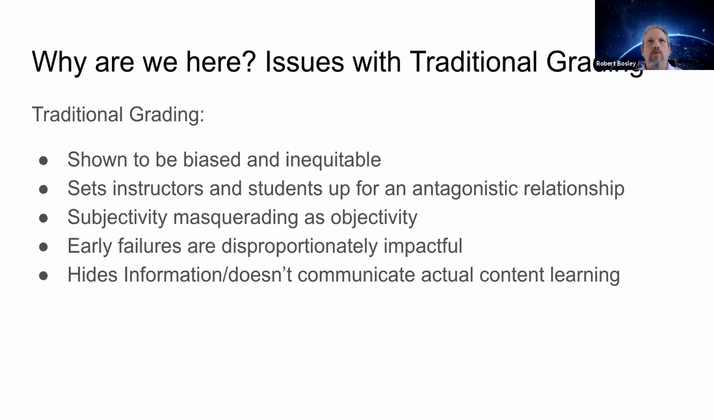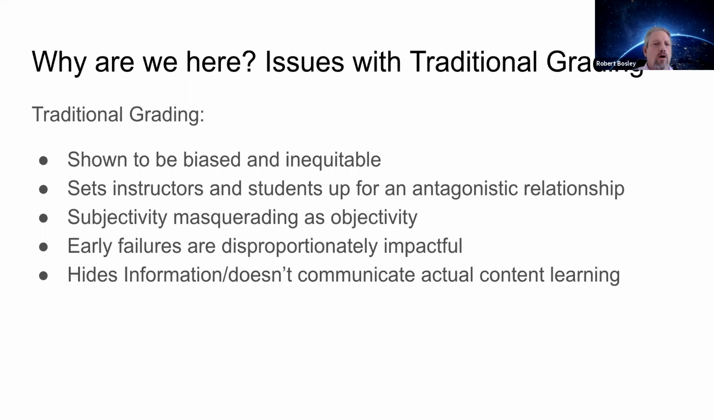In our first keynote, we definitely talked about some of the issues with traditional grading. We wanted to point out some of those in particular. So, why are we here? Why are we doing this work? It really is because of all the issues of traditional grading. Traditional grading has been shown over and over to be biased and very inequitable. In some cases, it can set instructors and students up for an antagonistic relationship, which is the opposite of what we want to have with our students. And it is billed as this objective way of grading, but it actually has a lot of subjectivity to it. So we like to say that it's subjective masquerading as objective.